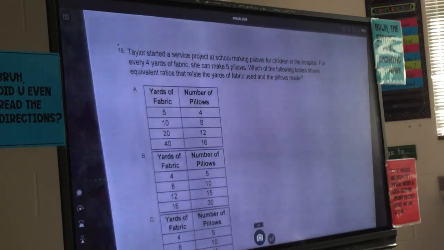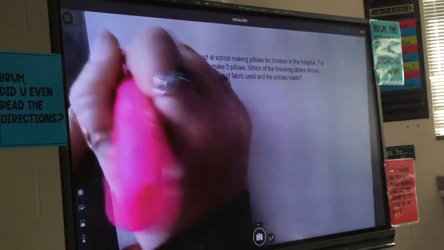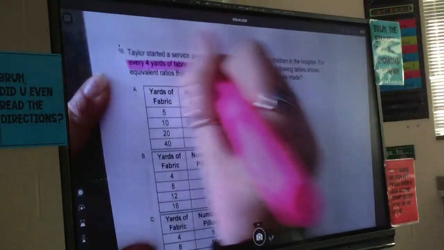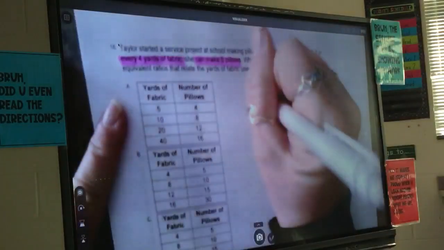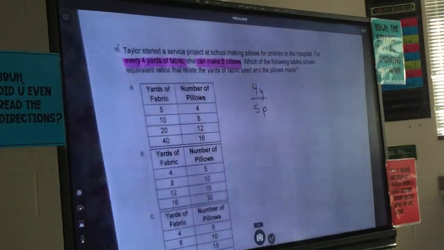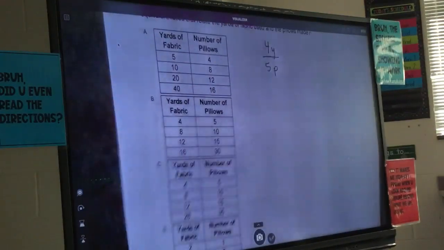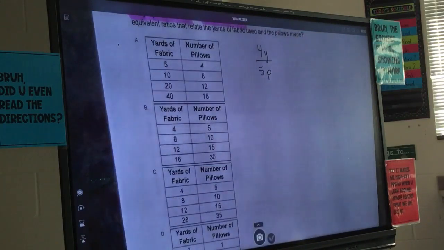All right, you're going to see a couple of questions tomorrow like this on your test. So I just want to make sure that we all understand how to figure this out. So your ratio is for every 4 yards, she can make 5 pillows. So you have 4 yards, 5 pillows. All right, you have to figure out which one of these tables are all equivalent. All right, so if you have not done this one, raise your hand. You did not do 16. So I'm going to give you about 2 minutes to get this one done. If you have done this one and completed it, please stand up.